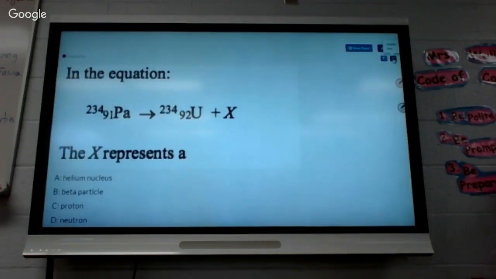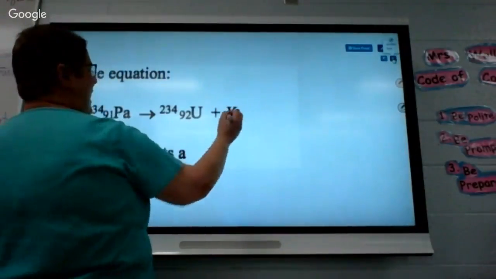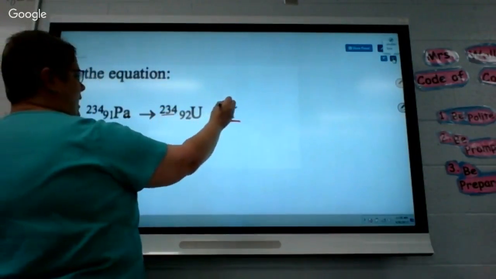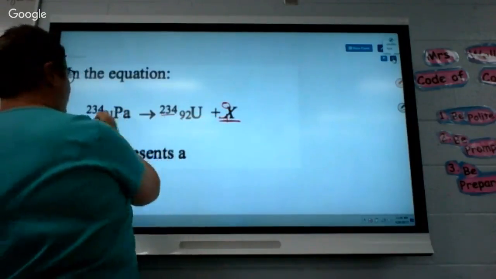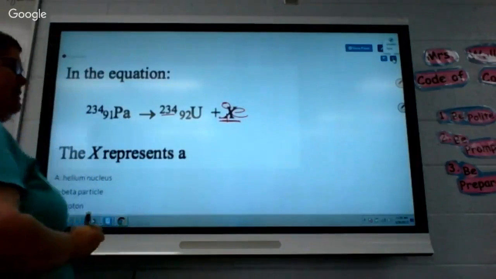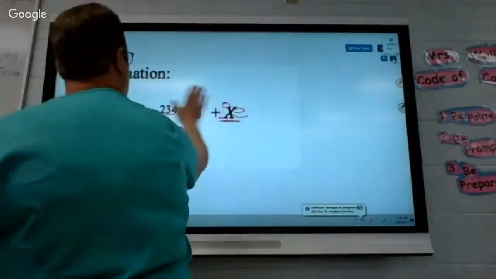I'm done. All right. So we got 15 rights and 1 wrong. The 1 wrong, I don't know what they were thinking. When you add on this side, 234 plus what? Remember, this is just a blank line. 234 plus what? 0 and 92 and -1 will give you 91 on that side, so that would be an E, right? So it's a beta particle.